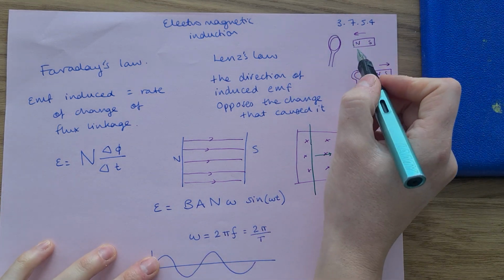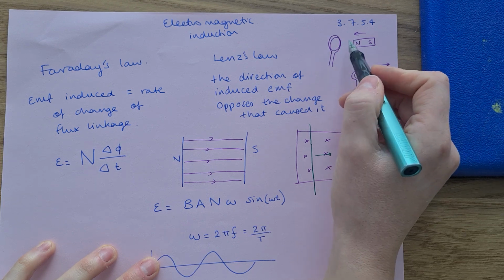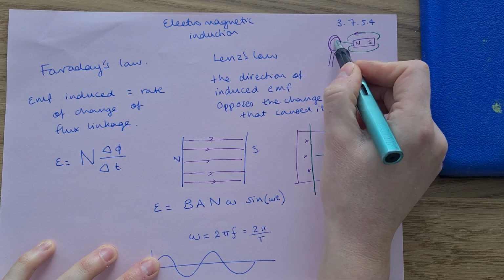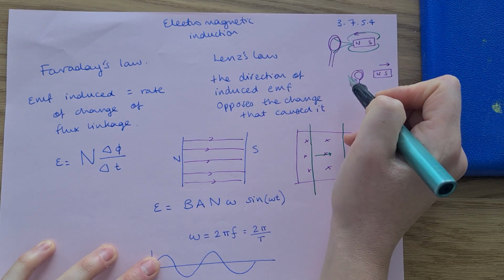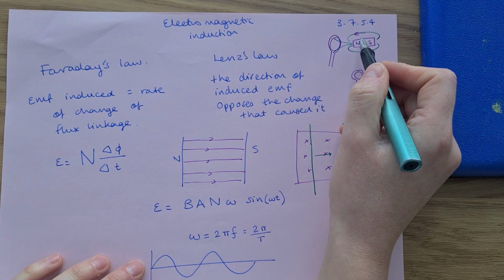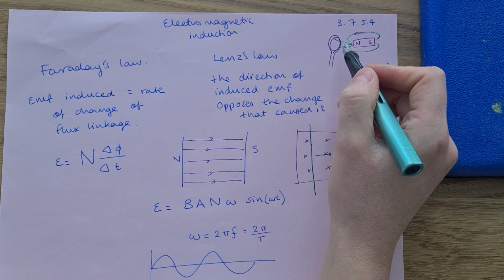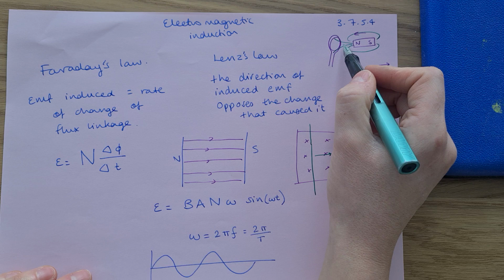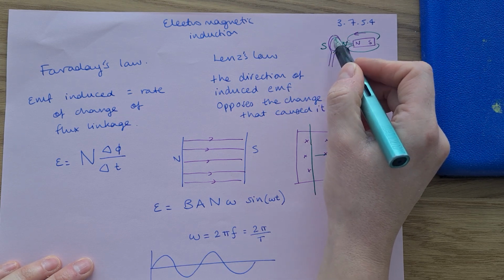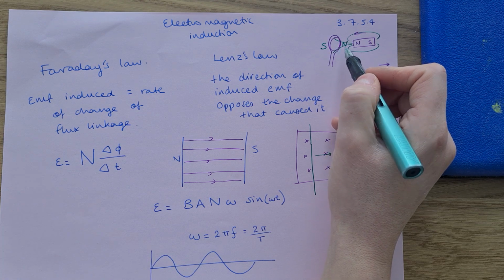But the idea is, if I move a bar magnet towards a coil, there's going to be magnetic field lines all around the place here, and this coil is going to be cutting through the magnetic field lines. So the change being caused is this bar magnet moving towards the coil. So the EMF produced to oppose the change is going to be creating a north pole here and a south pole here. So the magnetic field created in here by the induced current opposes the change.